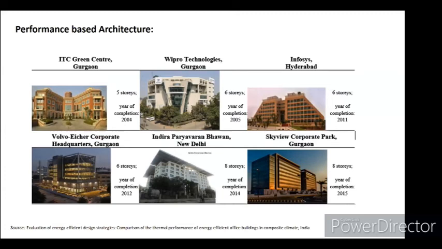There are many interesting examples of performance-based architecture in India. I have put the link in the description. This is a research paper which talks about the different parameters and values they used in order to achieve this. You can see most of them have a lower glass percentage and a better shading system. So you can check out these projects in the description.